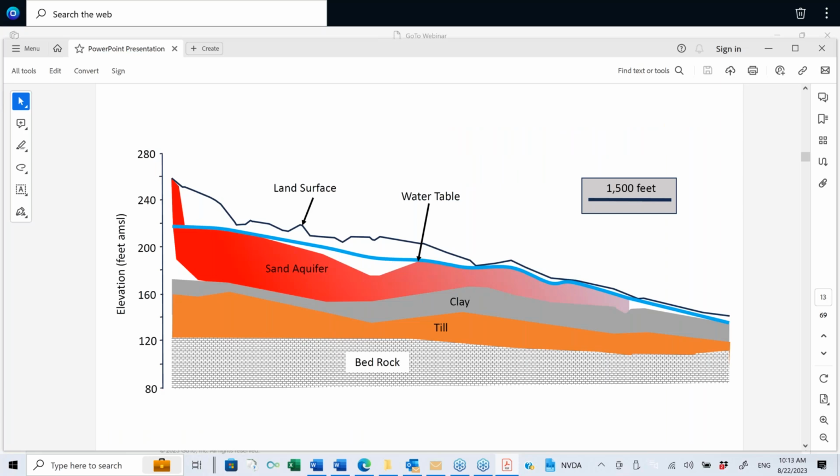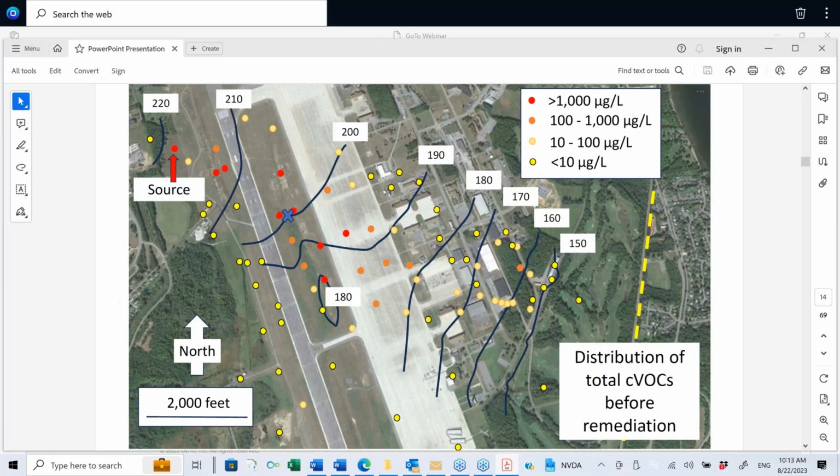So those activities contaminated a water table aquifer, carrying chlorinated solvent contamination and BTEX for approximately a mile down gradient. And so this is the distribution of total CVOC contamination before they began active remedy. You can see the red dots are the most contaminated, greater than 1,000 micrograms per liter.